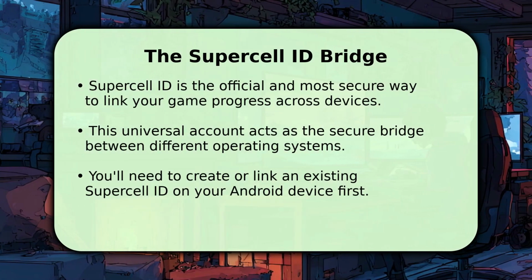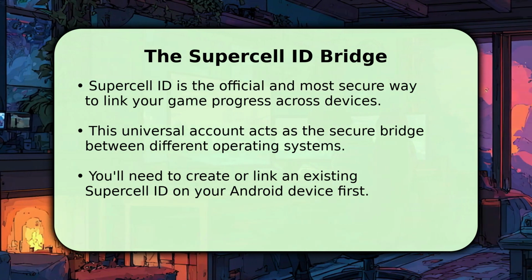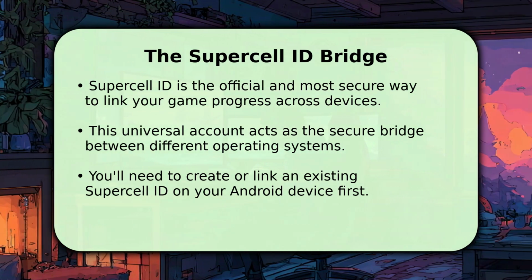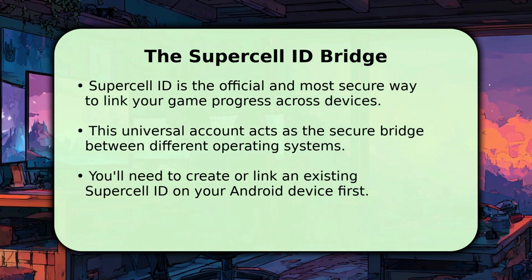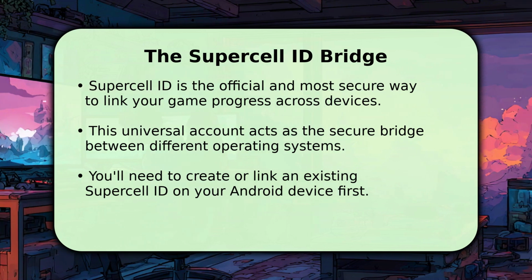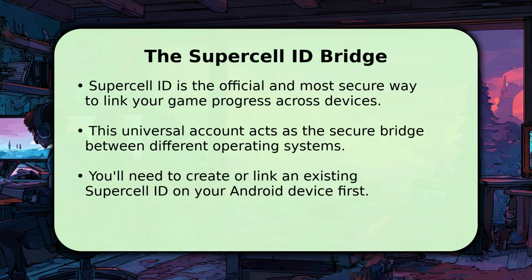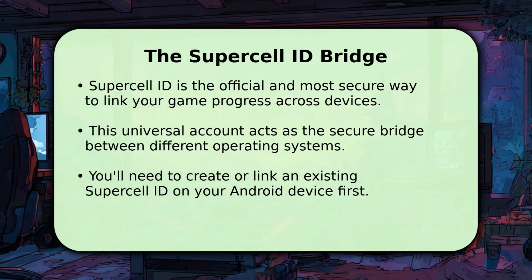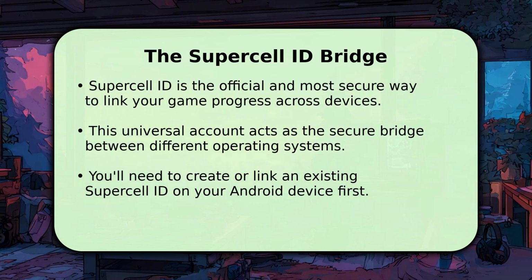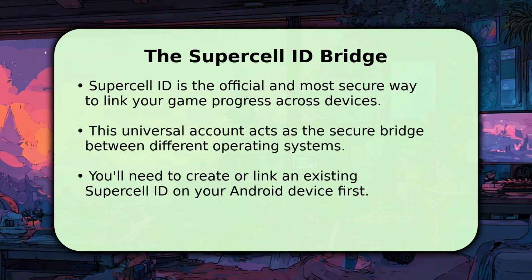The secret weapon for this cross-platform magic is Supercell ID. This official, free service allows you to save and access your game progress from any device, regardless of whether it's an Android or iOS. Think of it as your game's personal cloud backup. Before anything else, you must first connect your existing Clash Royale account to a Supercell ID on your original Android device. This crucial initial step ensures your data is properly secured.